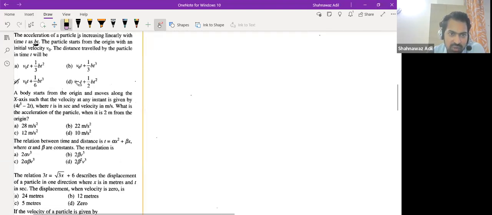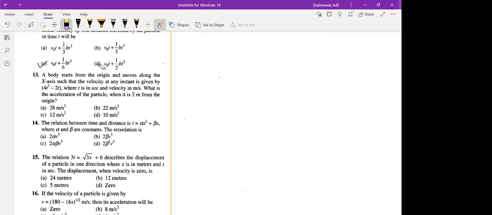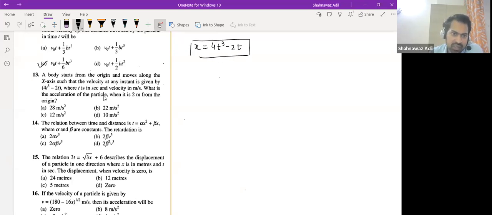A body starts from the origin and moves along the x-axis. So this is motion in 1D, 2D, 3D, in what dimension? How many dimensions is the body moving in? 1D, right? So it is moving in 1D. That is why we have only x in the x direction. So x is given, which is 4t cube minus 2, with t in seconds. What is the acceleration of the particle when it is 2 meters from the origin?